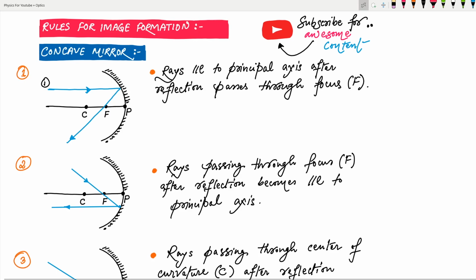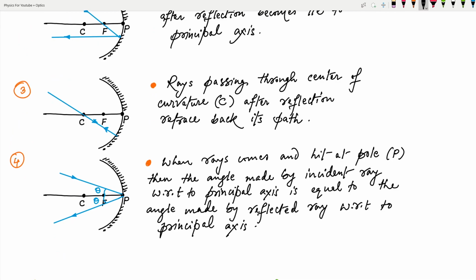Now let's move on to our third rule. It says that rays passing through the center of curvature retrace their path after reflection. This is important, so let me explain why it retraces. Whenever a line passing through the center of curvature falls on a spherical surface, that line is actually normal to the sphere. I told you in my previous video that if this is the center of curvature and you want to draw a normal on this surface, then the normal will absolutely pass through the center of curvature. Wherever you draw the normal, it doesn't matter. I know the drawing is not perfect, but I hope the concept is clear. Whenever you draw a normal on that curved surface, it will pass through the center of curvature.